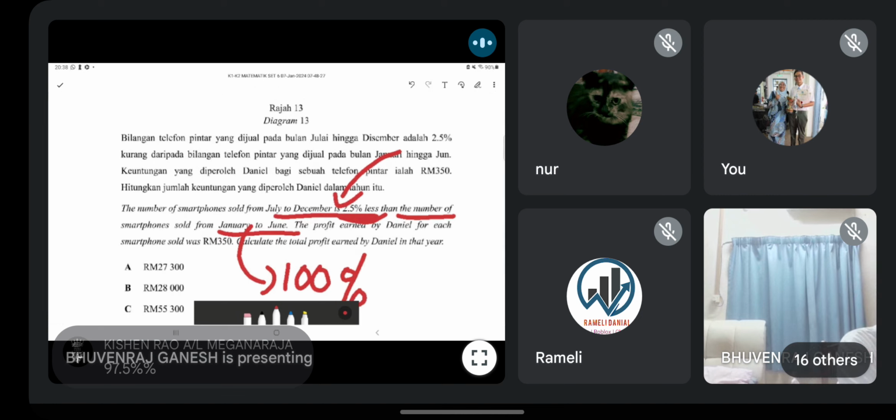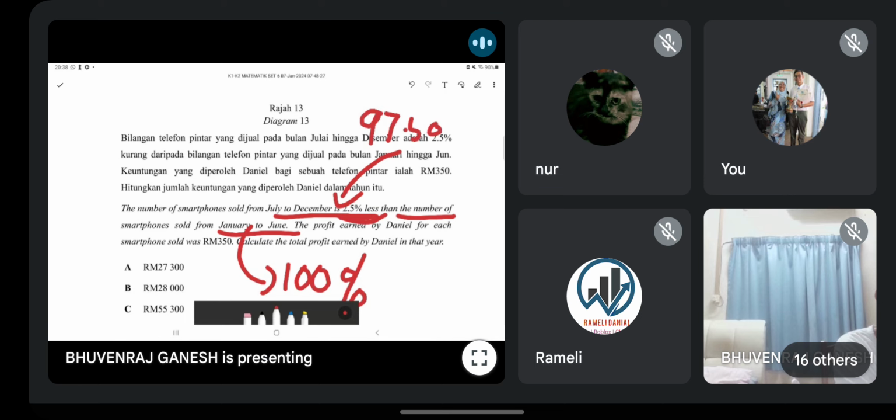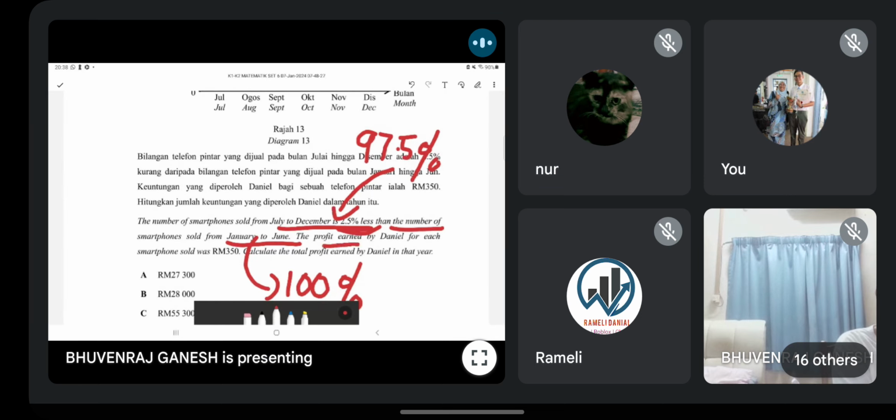Yes, correct lah. 100 minus 25 minus 2.5, you will get 97.5%. Okay, so next they say the profit earned on each smartphone, maksudnya satu telefon bimbit, is RM350, one only, 350. So they want the total profit in the year, means from January until December, what is the profit?